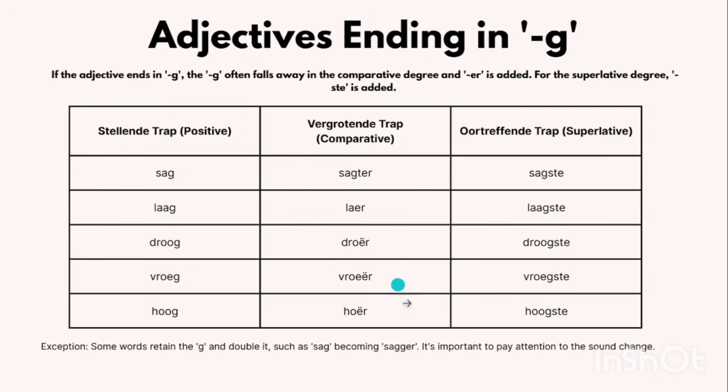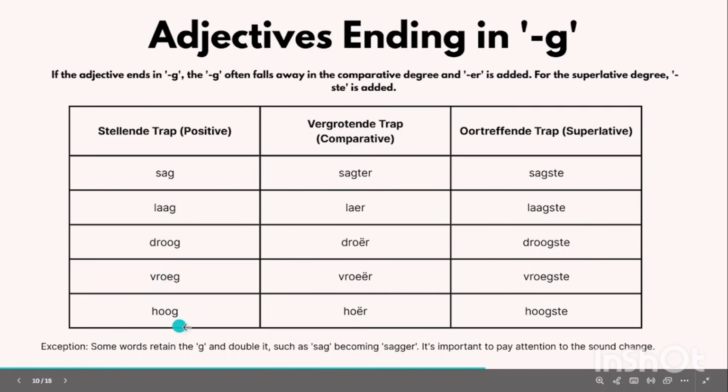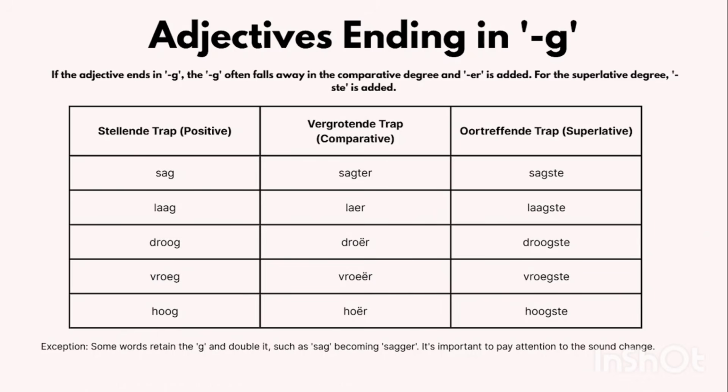Unfortunately, you have to learn these things. And then vroeg becomes vroeër, and then vroegste, and then hoog is the same kind of structure as droër: hoër and hoogste. Trust me, if you go and study this, just take it seriously, you'll see that they ask these things all the time. I know they love to ask hoog. They love to ask droog as well. So just study it.